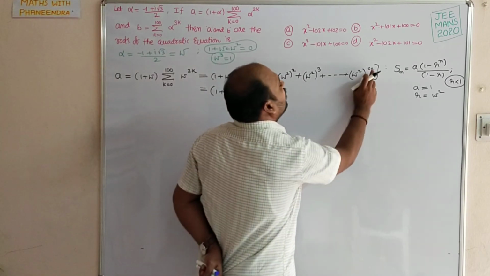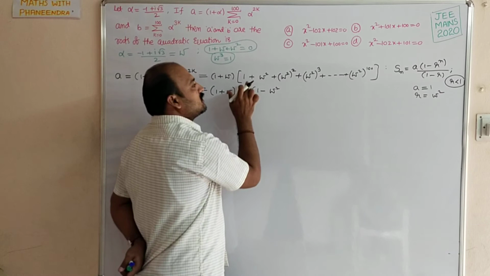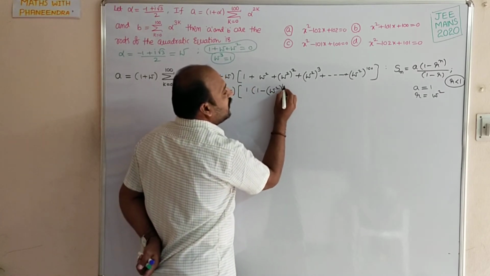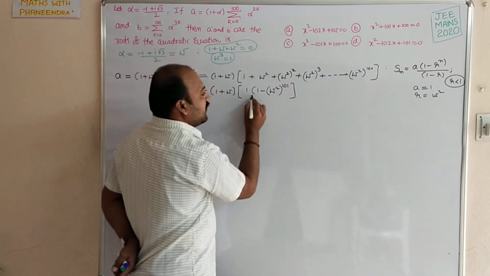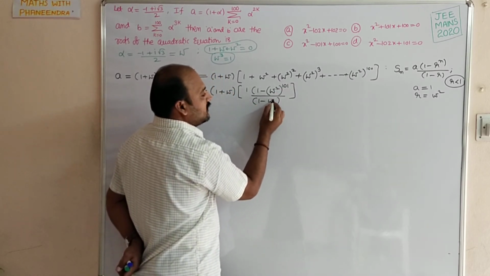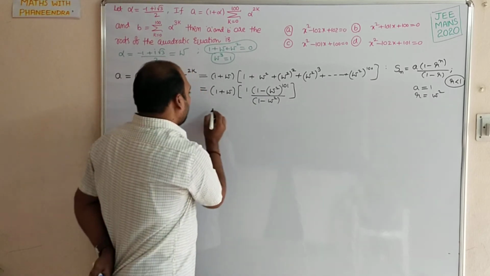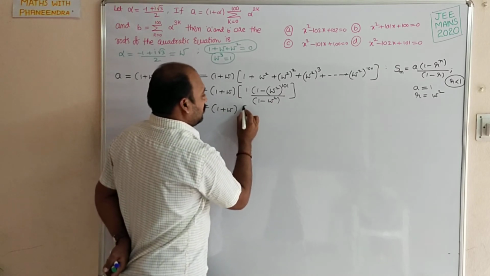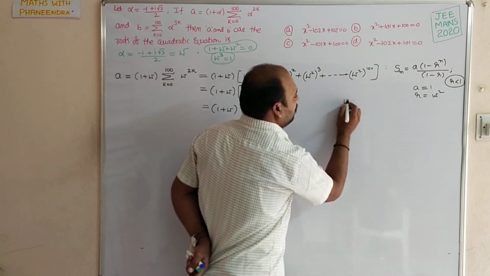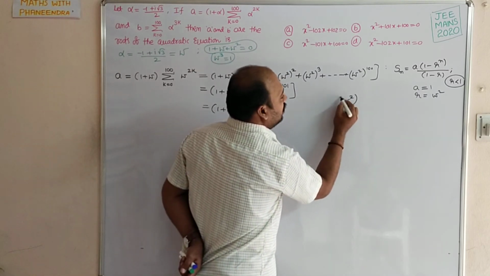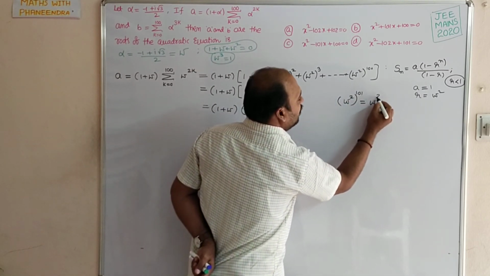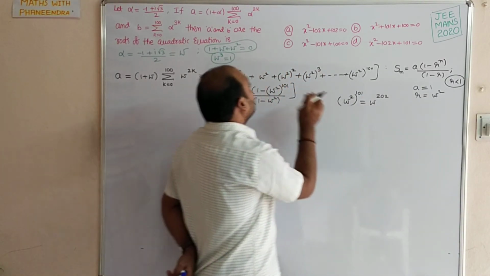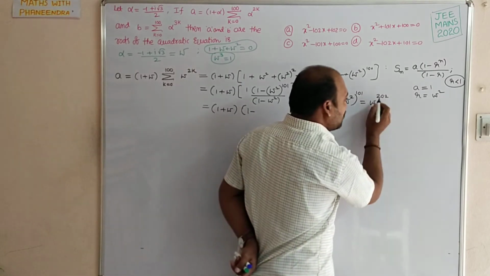But here, not only 100 terms, but also an extra one term is there. So, omega square whole power 101 divided by 1 minus r, 1 minus omega square. So it will become 1 plus omega. Here, 1 minus omega square whole power 101. That means omega power 202 will be there. So omega power 202, how to write it? In powers of 3 we have to write it here, in the multiples of 3.